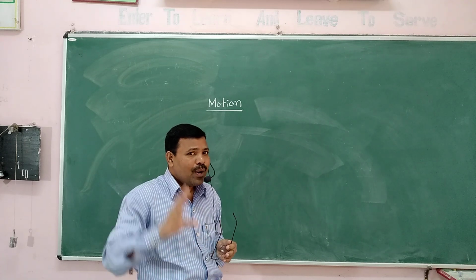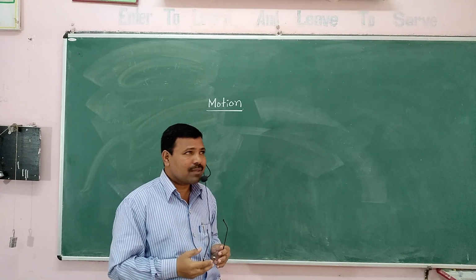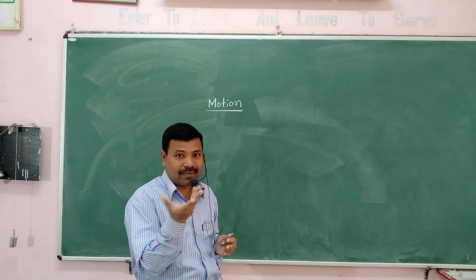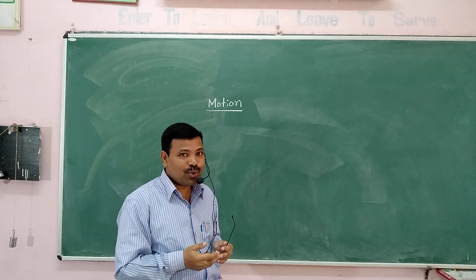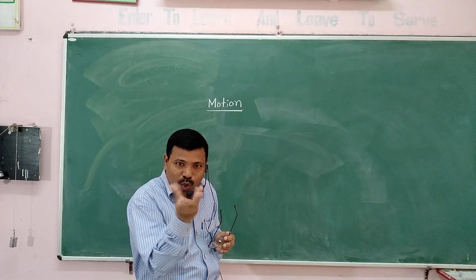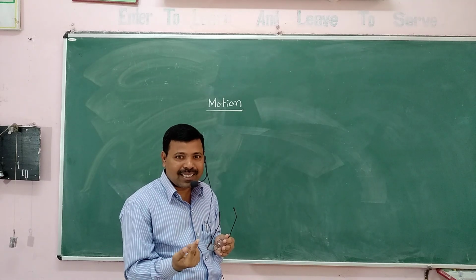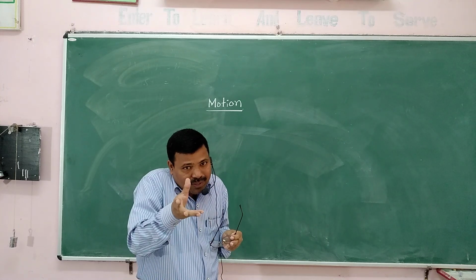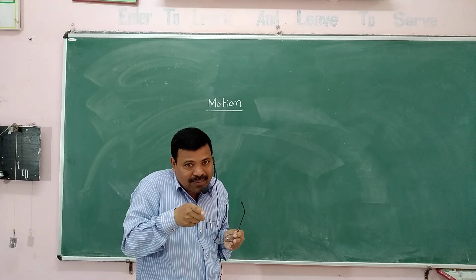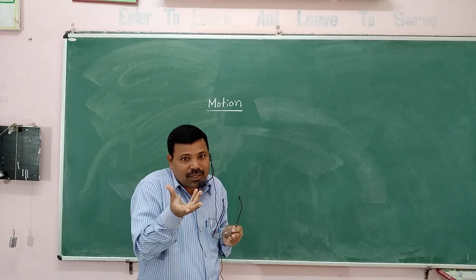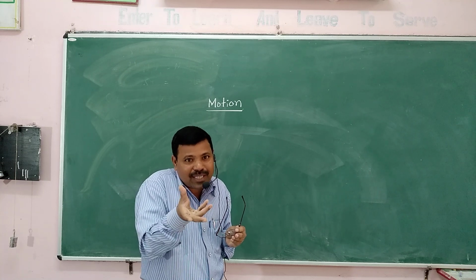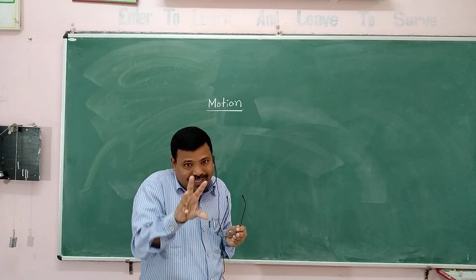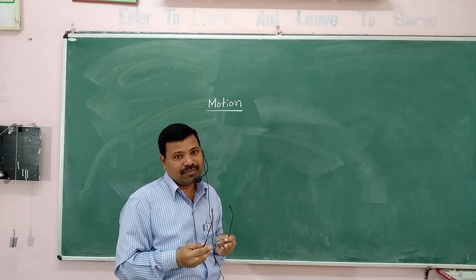And we have come across rotational motion. The motion of a fan about its axis is rotational motion. The motion of a top about its axis is rotational motion. The motion of the earth about its axis is rotational motion. And because of its rotational motion, we come across days and nights. Right?